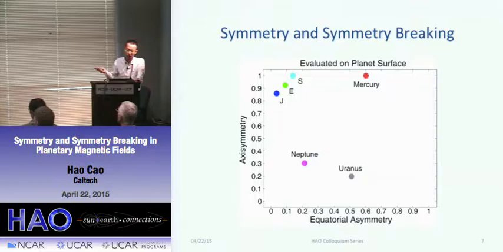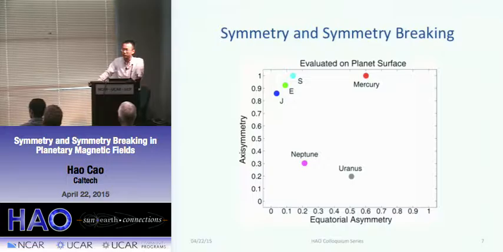The horizontal axis just tells you how different the field strengths in the northern hemisphere and the southern hemisphere are. If it's zero, then it's exactly the same. If it's one, it's strongly different. And axis symmetry: if it's symmetric with respect to the spin axis, you get one. If it's non-symmetric, you get zero. So Earth, Jupiter, and Saturn basically fall on the left or right corner.